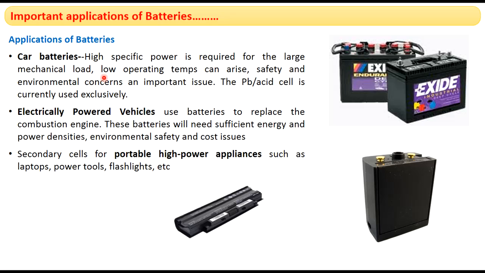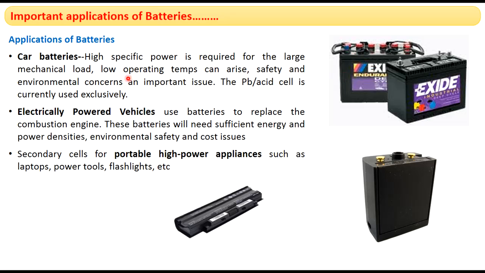So batteries should have high specific power, they should be safe, they should not damage the environment, they can be used at low temperatures, and also they should bear large mechanical load. Batteries for these conditions are used in cars and other vehicles. An example for a car battery is the lead acid battery, lead acid cell. You can see this in the picture. This is mostly used in cars and also in transport vehicles like lorries.